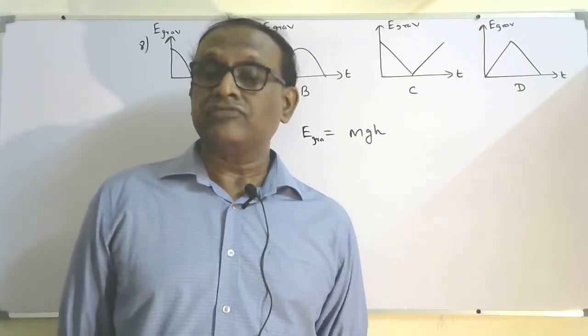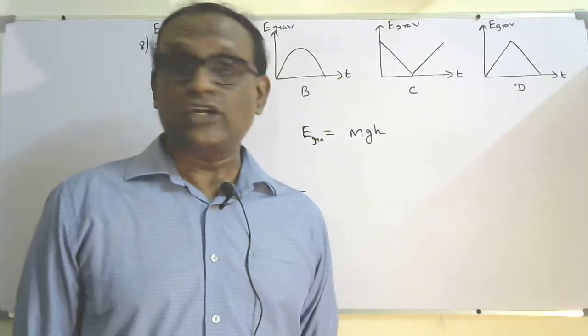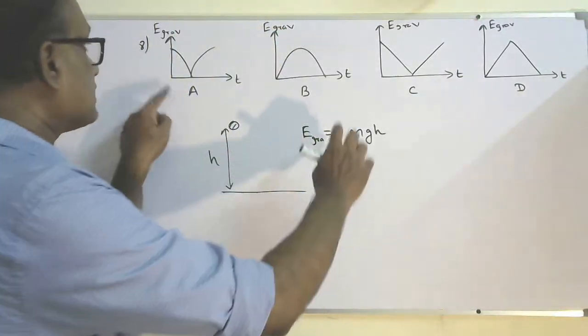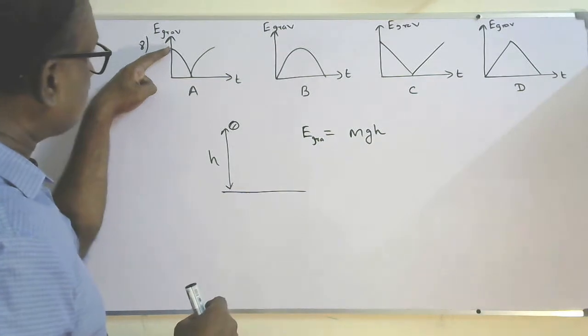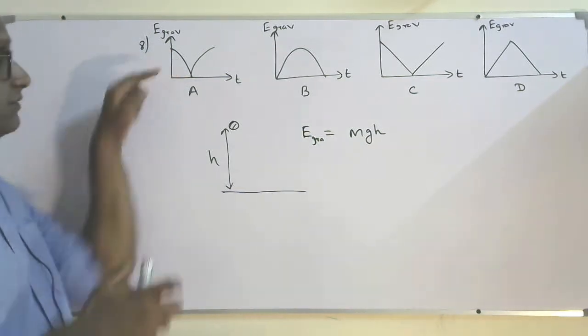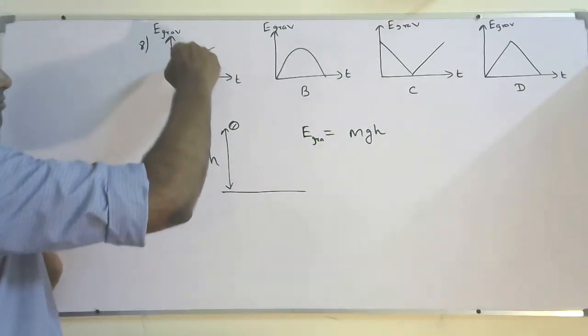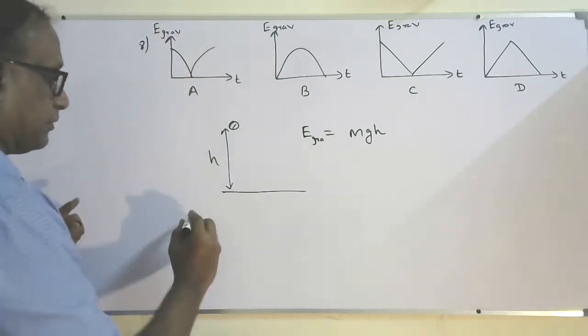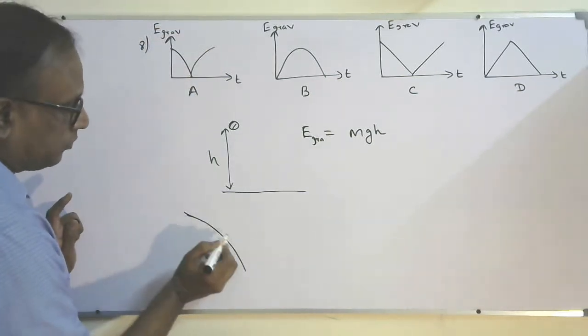So the gradient should increase. It cannot be a constant gradient. So when I consider these two graphs, the gradient should increase. So here you can see the gradient is increasing. The slope of the graph is increasing. Is it? When I think about the curve like this, the slope is increasing.